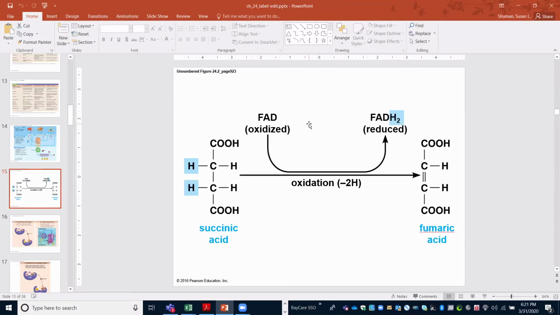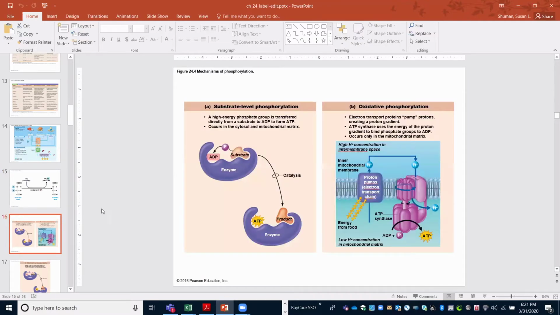Okay, carrying on. Now, ATP synthesis. There are two different ways to synthesize ATP in general, okay? There's substrate level phosphorylation and there's oxidative phosphorylation. Substrate level phosphorylation you have actually met because you met it in the muscles, okay?